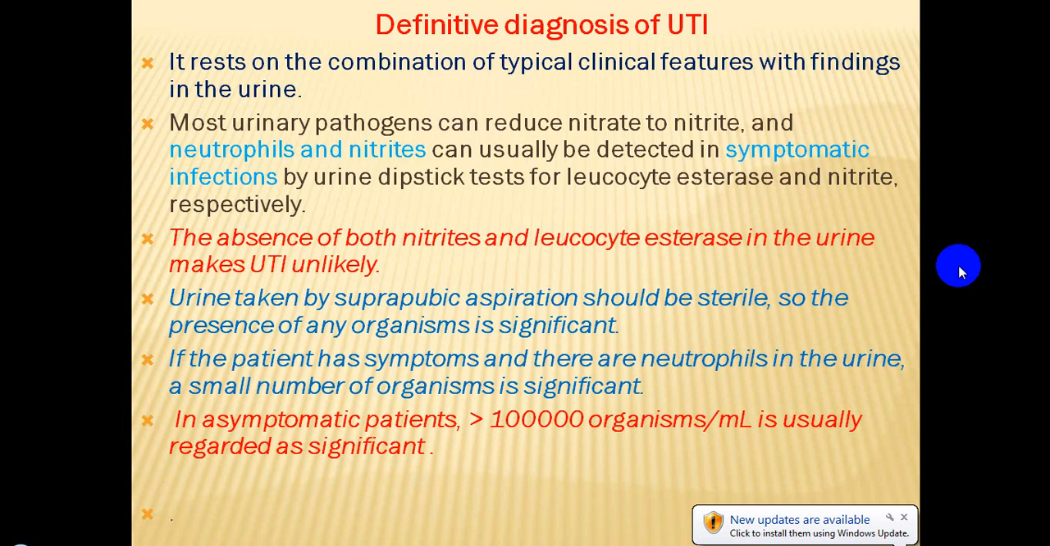And before we start the treatment of such disease, we should be sure about the diagnosis. And definitive diagnosis of urinary tract disease depends on a combination of the typical clinical features and the findings in urine. And on urine examination, we should search for two important factors: the presence of the neutrophil and the presence of nitrite. These two can usually be detected in symptomatic infection by urine dipstick test for leukocyte esterase and nitrite respectively.